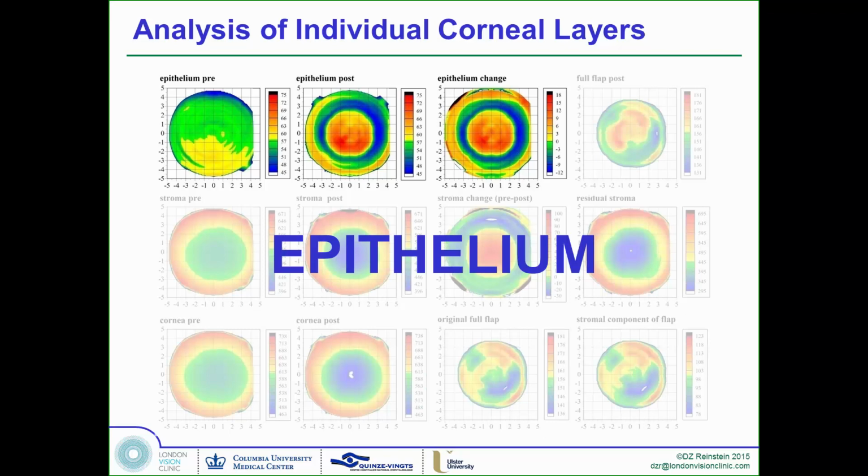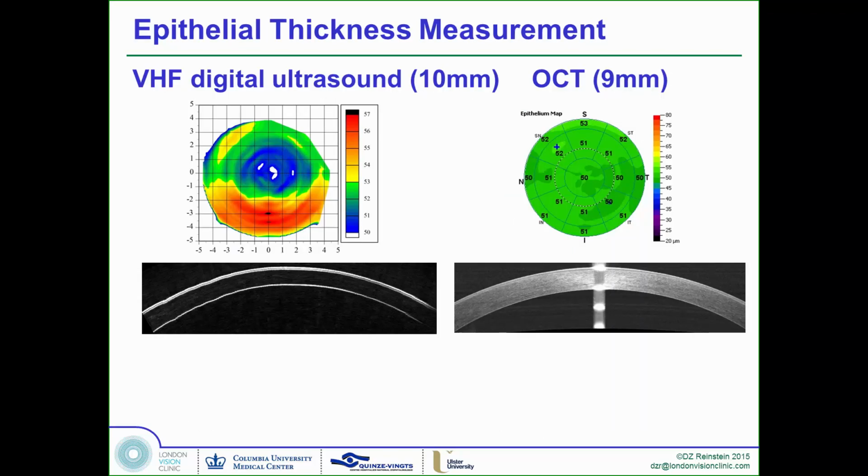So on to epithelium. Here, just for comparison, here is a high-frequency ultrasound scan on the left and a prototype 9mm map from the RT view. And we can see that the values are fairly similar. You can see the raw data from the ultrasound and from the OCT just below here, obviously to scale because the OCT is only taking data from the 9mm zone. We have data from almost 10 millimeters. But you can see that the resolution of the ultrasound and the OCT are quite good for preoperative corneas.